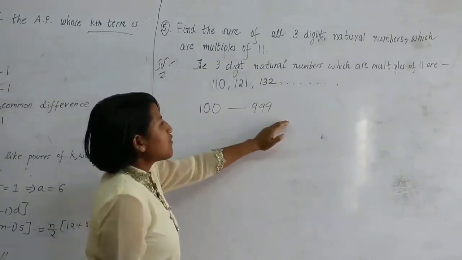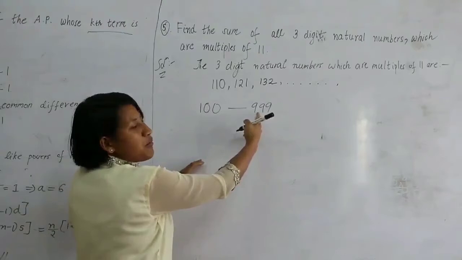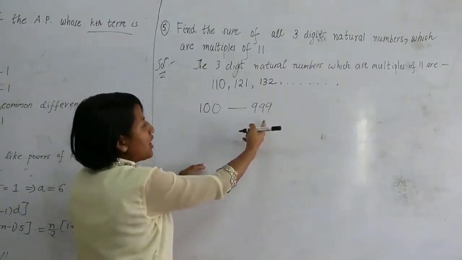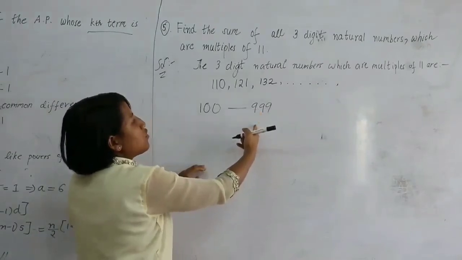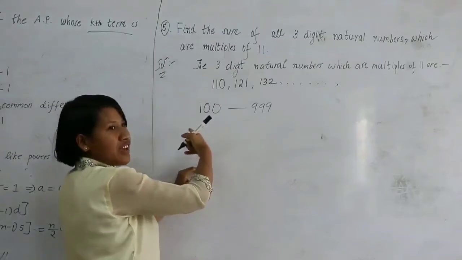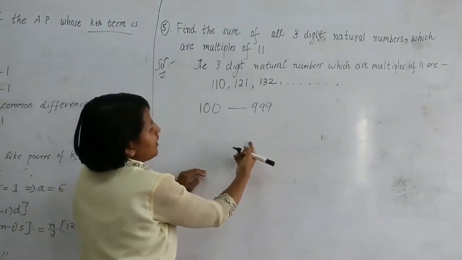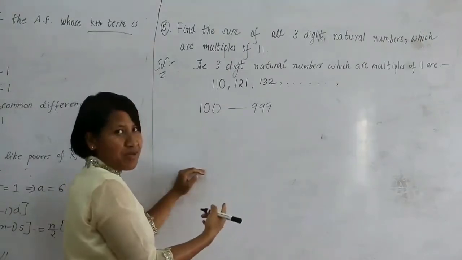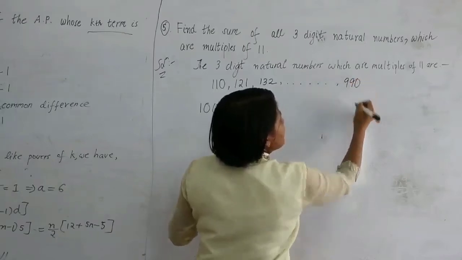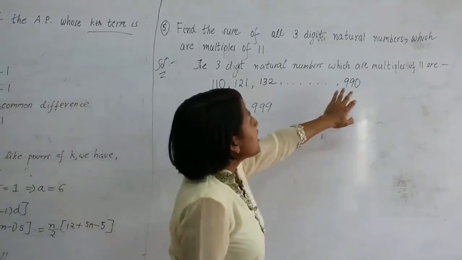Then the last one. The last one starts from 999. Now this one is not a multiple of 11. How will you know? You divide by 11. That is an easier way. 11 does not divide this. Then you go to 998, then 997 you check. You will find that 997 and 996 are not divisible, the remainder is not 0. But 990 is a multiple of 11. So this is the last one.